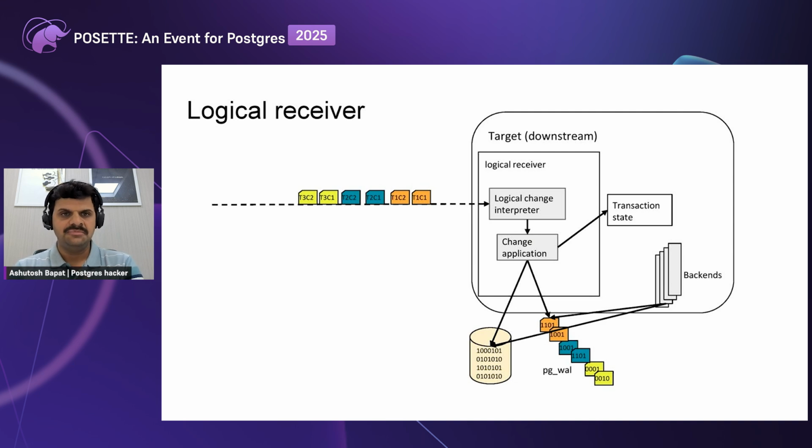On the target system, when the logical receiver receives these logical changes, it has to know where to apply them. The tables on upstream and downstream may have the same name, but they have different physical locations and OIDs than the upstream. And so the logical interpreter has to know where on the physical view of the target this change should be applied. And then it applies that change. And while it does that, it maintains transaction state so that the change that is being made does not become visible.